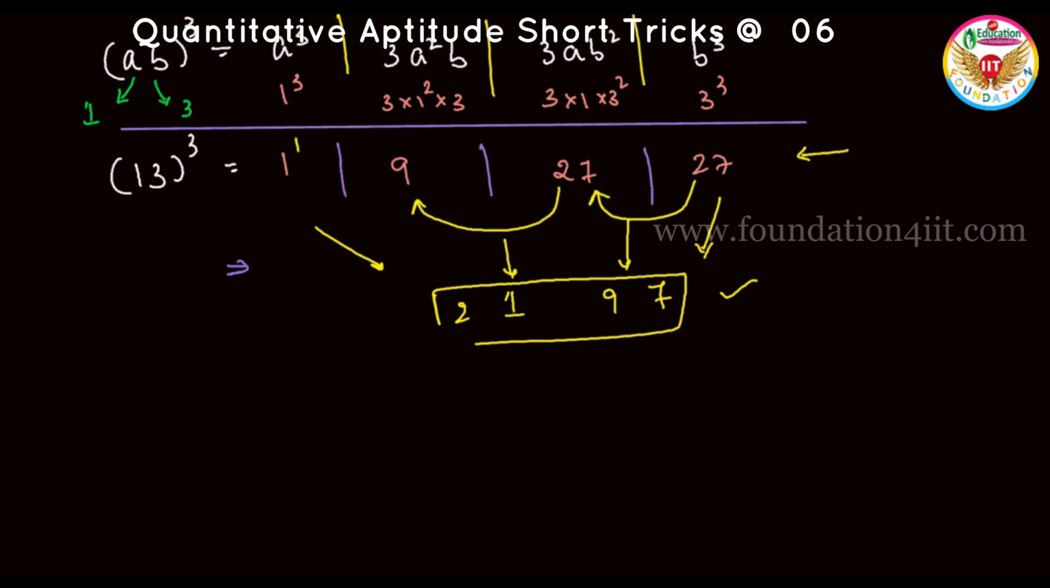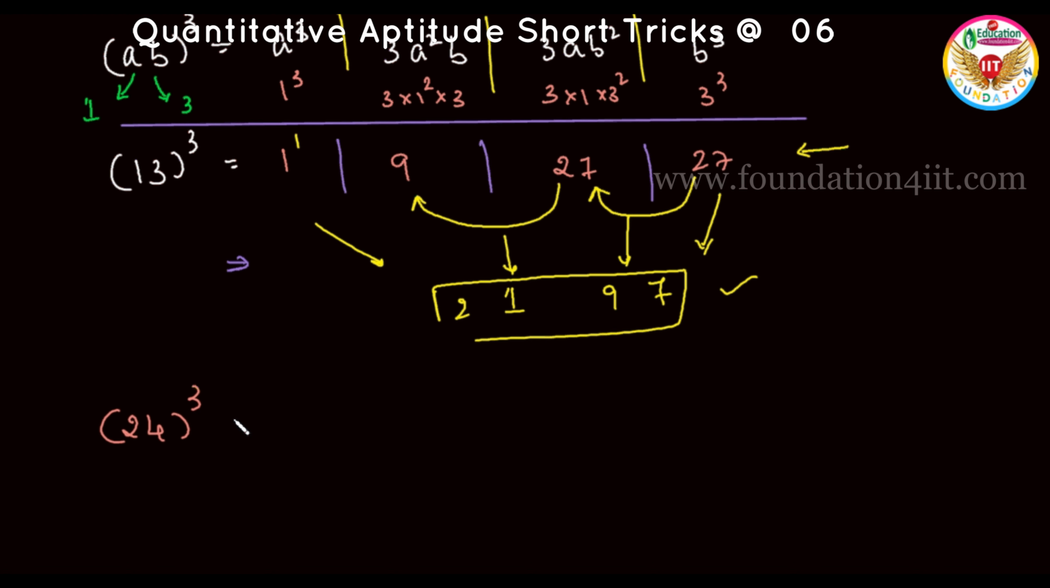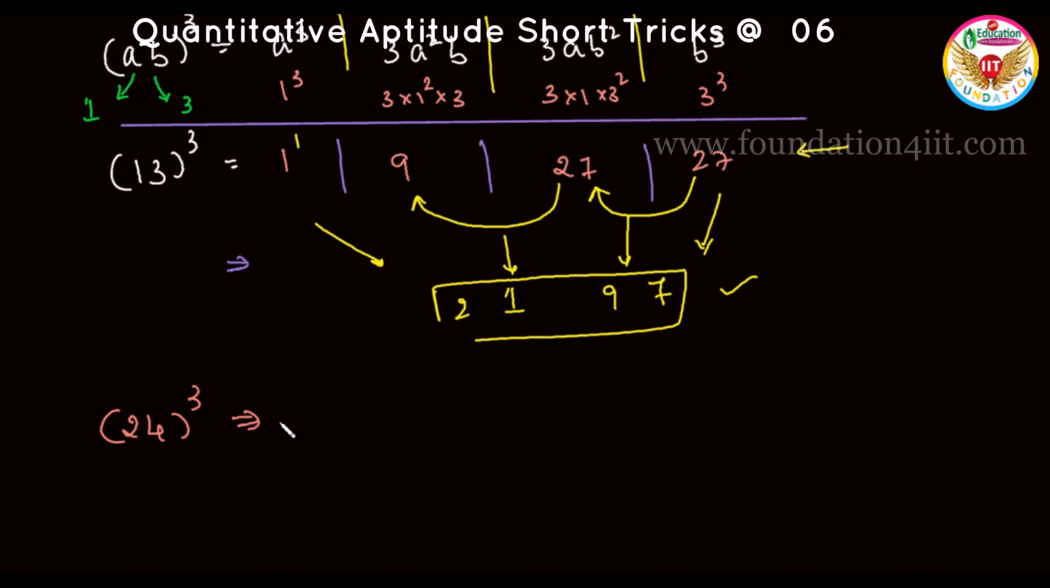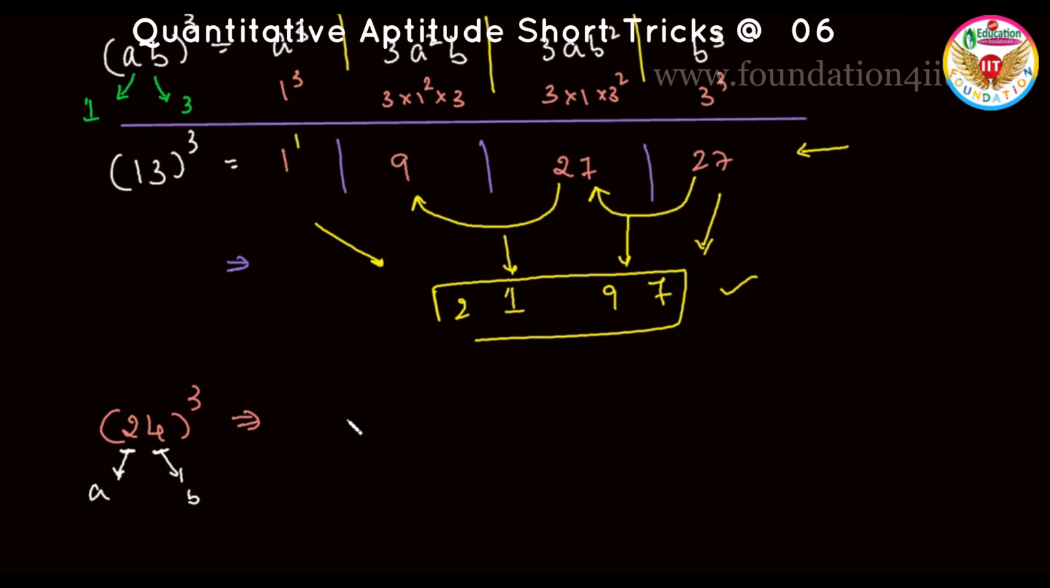Just by observing the formula, instead of writing lengthy steps, see here now. If you want to find 24 to the power 3, you write just 4 steps by observing. First one is 2, so this is the A place and this is the B place. Now A cube, so 2 cube, 8. Next, 3 A square B: 2 square is 4, again B value is 4, 16, and 2 threes are 6, so 48 will come.